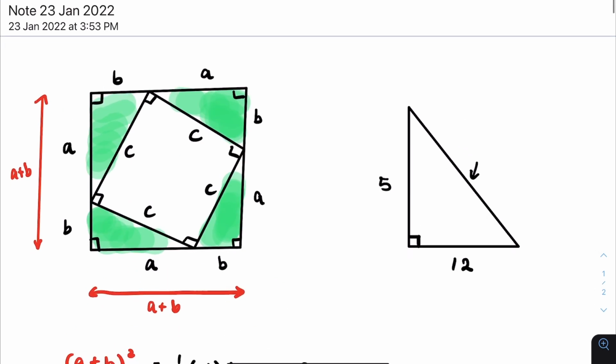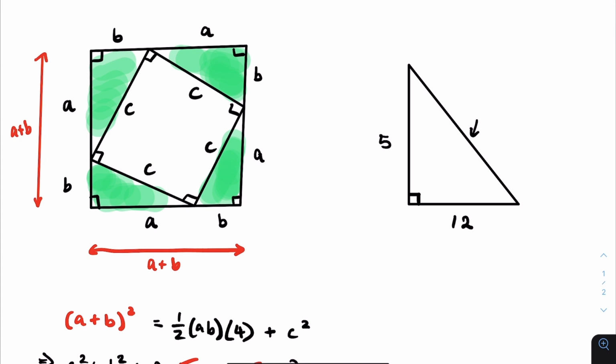So now that we have the information that A squared plus B squared equals C squared, how do we use it? Well, let's take a look at this triangle over here again.